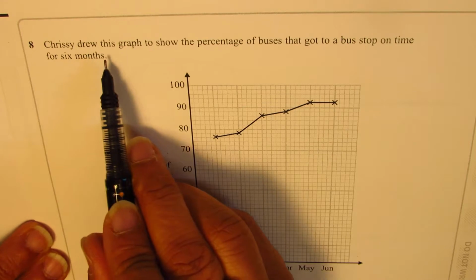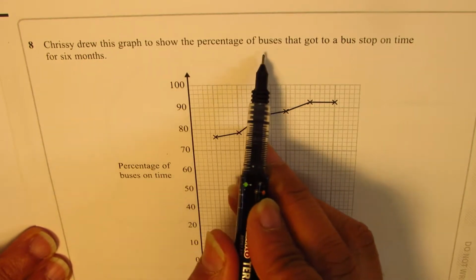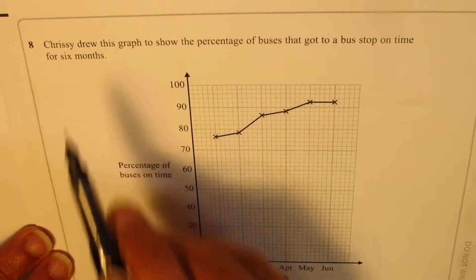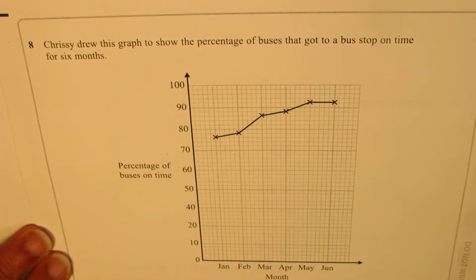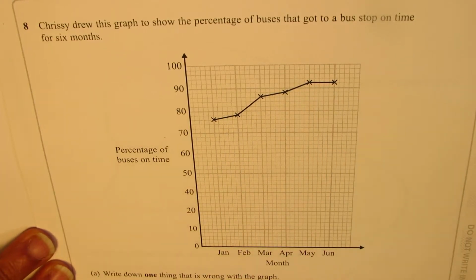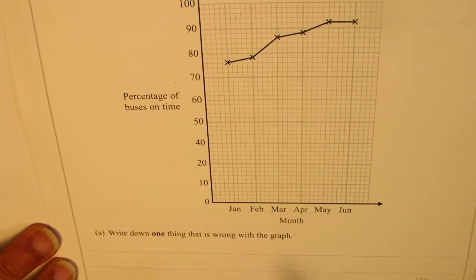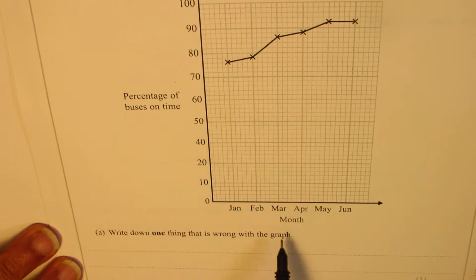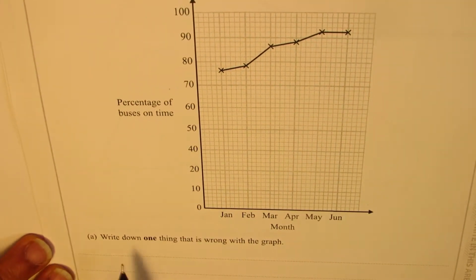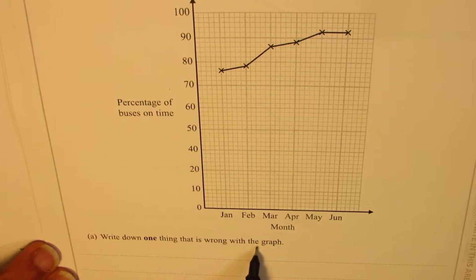Chrissy drew this graph to show the percentage of buses that go to a bus stop on time for 6 months. So January, February, March, April, May, June, and then that's the graph. So we have percentage of buses on time, and that is months. Part A of this question is, write down one thing that is wrong with the graph.